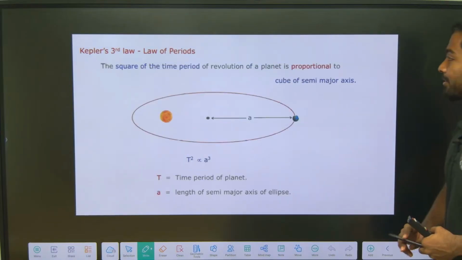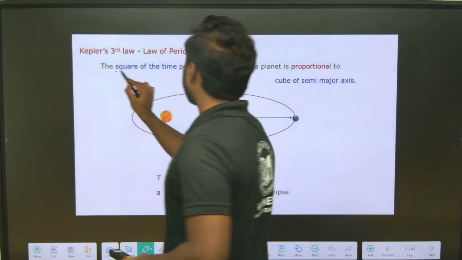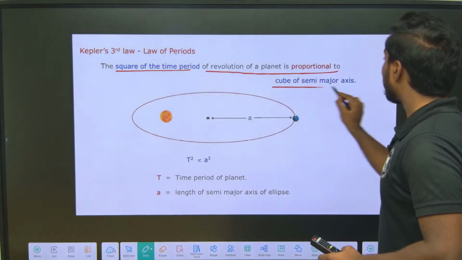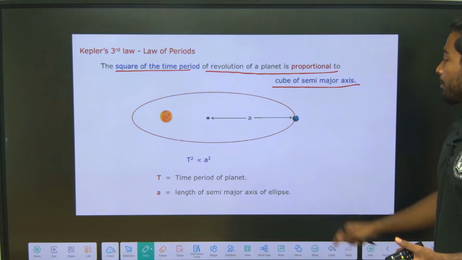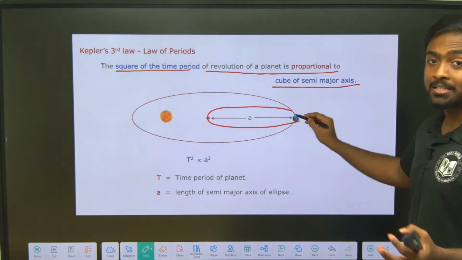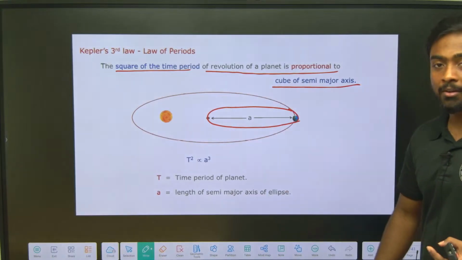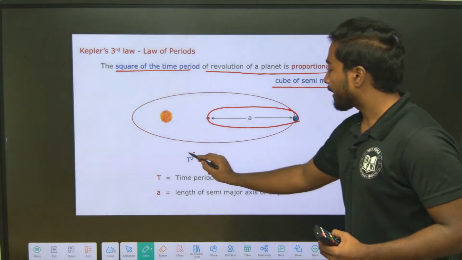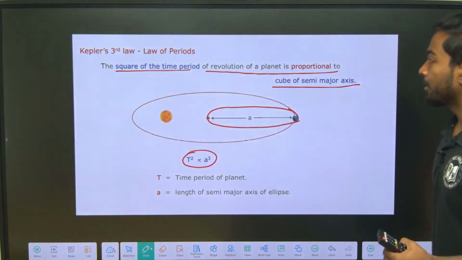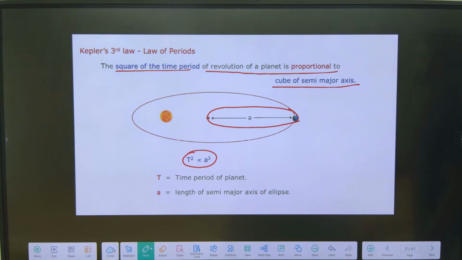And the third law is nothing but: the square of the time period of revolution of a planet is proportional to the cube of the semi-major axis. Semi-major in the sense, major I have taken as 2a and semi-major will be a. So the time period squared will be directly proportional to a cube, right. So this is Kepler's third law.